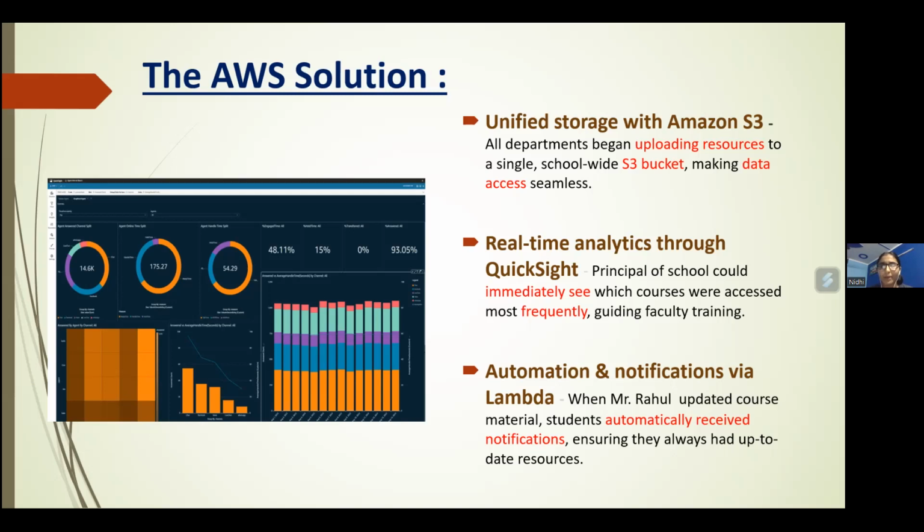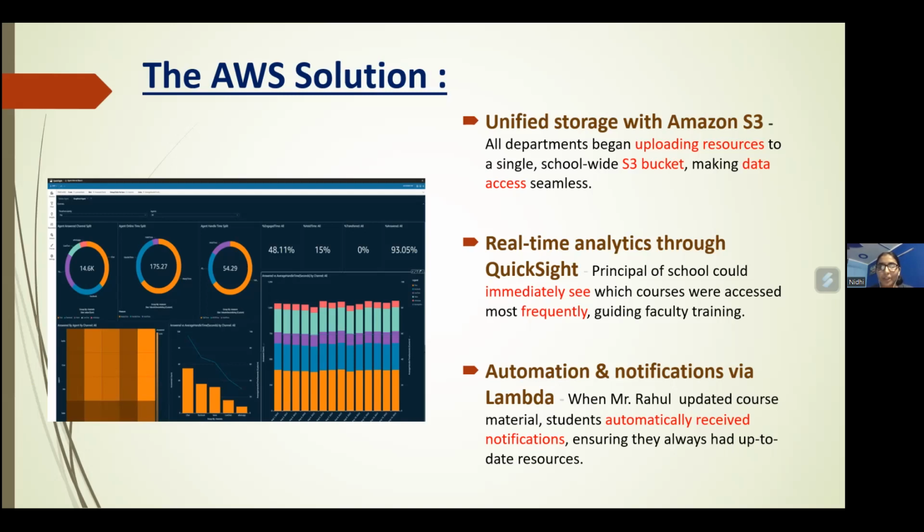So let's say the principal of the school would immediately see which courses were accessed most frequently. QuickSight, just like you can see in the photo, basically gives you an overview of the following: what has happened in the last week, what we have to perform in the next week, what changes were made in the curriculum, what new teachers were added in the subjects, which students were absent, everything. Instead of maintaining them in their registers, QuickSight, which is an AWS service, can easily do it in seconds and in a more productive manner.